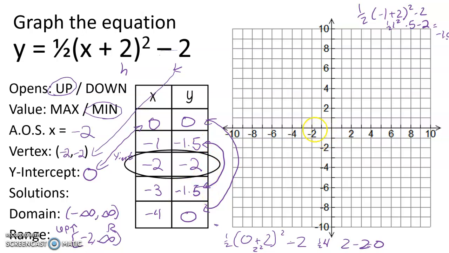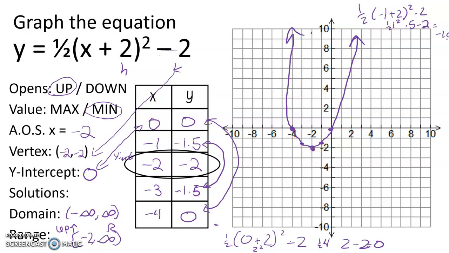So let's go ahead and plug it in. -2, -2. 0, 0. -4, 0. -1, -1.5. That's around right there. -3, -1.5. That's around right there. Connecting the dots, we get something that looks something like that.